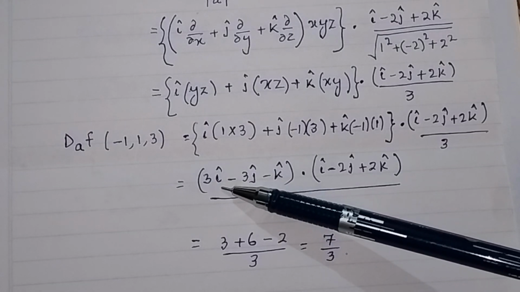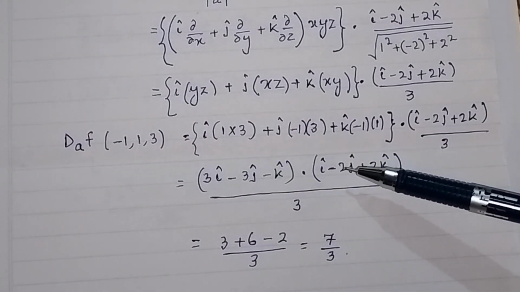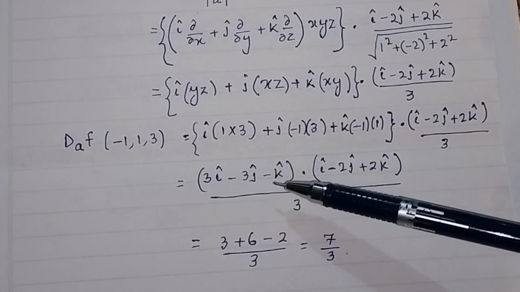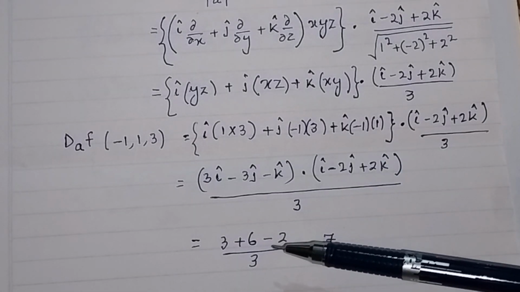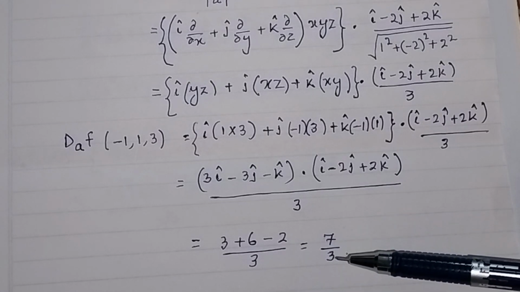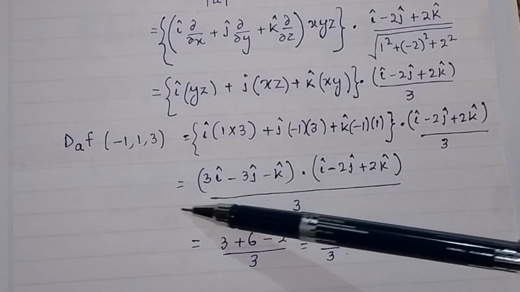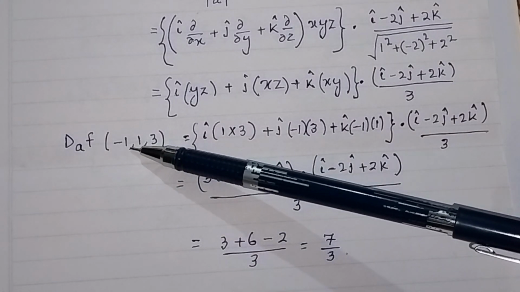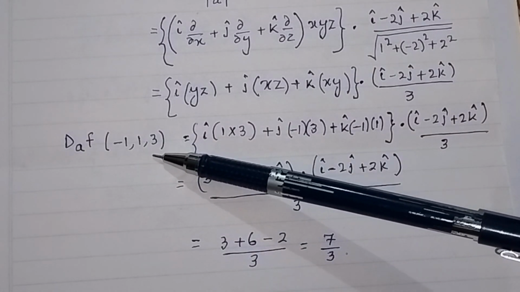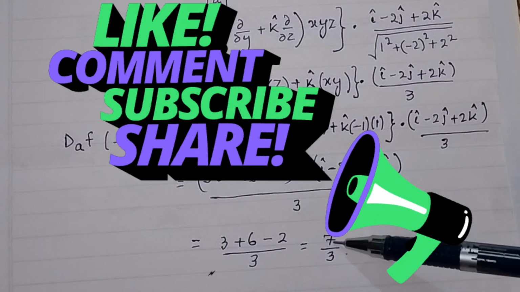So this will be 3 into 1, 3. This will be minus 3 into minus 2, so plus 6. Minus 1 into 2, so minus 2, divided by 3. If you solve it, this will be equal to 7 divided by 3. So the directional derivative of the given function f, which is equal to xyz, at the point (-1, 1, 3) along the vector a will be equal to 7 by 3.